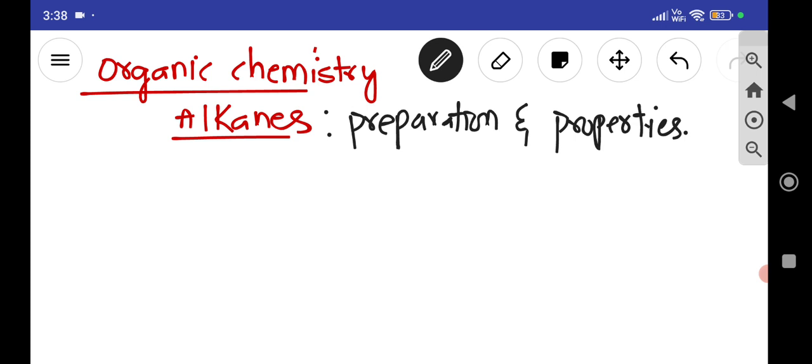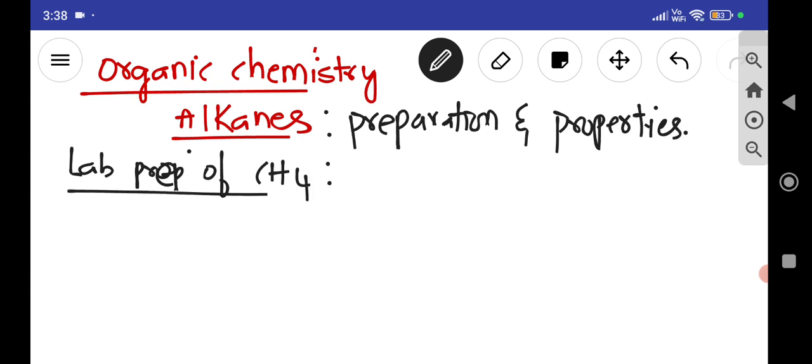In today's class we are going to discuss organic chemistry, alkanes and alkenes, the important preparation methods and properties. So first and foremost, if we are taking the laboratory preparation of methane, how do you write this method? First point, write the reactants.